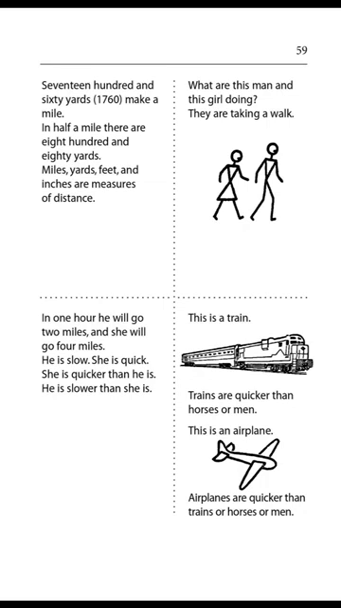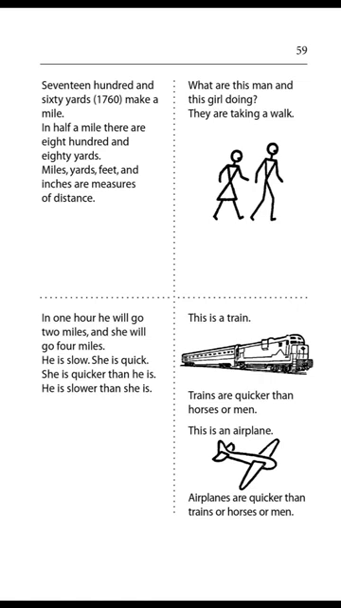Miles, yards, feet, and inches are measures of distance. What are this man and this girl doing? They are taking a walk. In 1 hour, he will go 2 miles, and she will go 4 miles. He is slow. She is quick. She is quicker than he is. He is slower than she is.